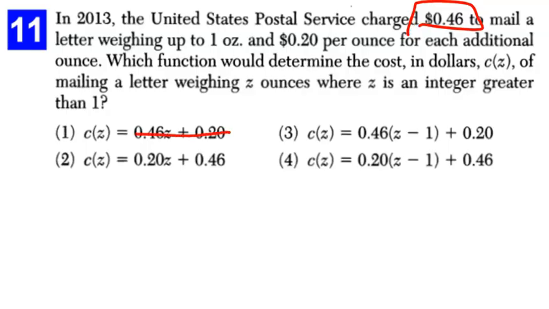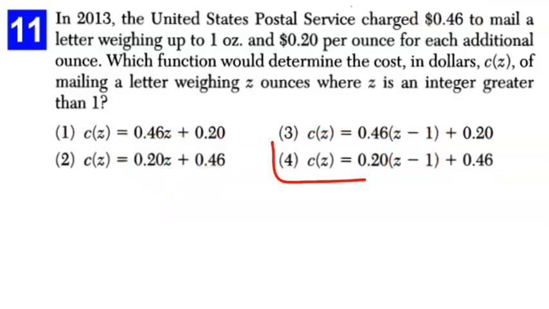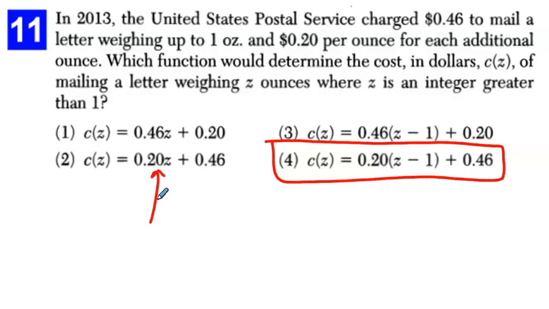So that means that this is out and this is out. There it is. The 46 cents is a constant. Now the question is, do you pay 20 cents for every ounce or just the ounces except the first one? And that's why option 4 is the right answer. This would be if you had to pay 20 cents for every single ounce. This one is only the ones, but take away the free ounce.